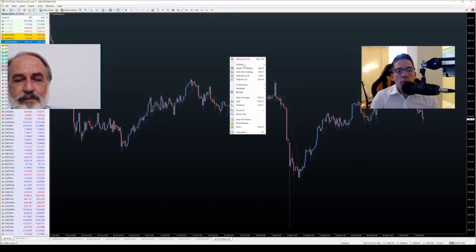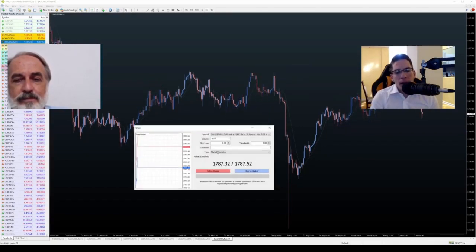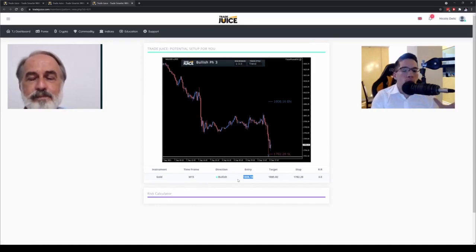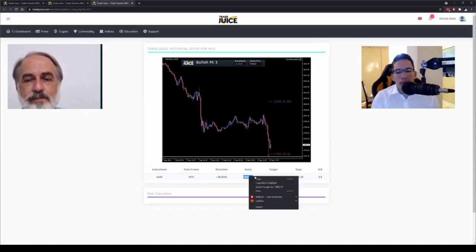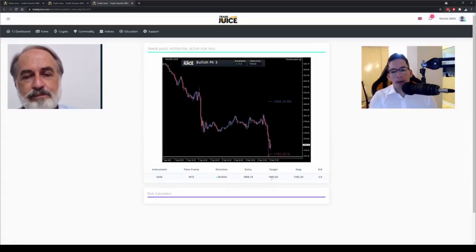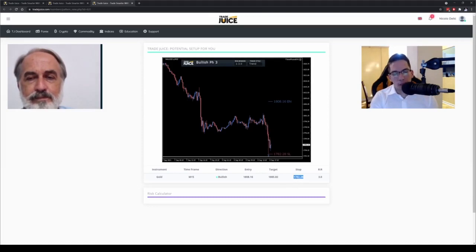You find gold on your broker, go to trading, right click, new order, and type is pending order. Let's get back to this part: it's a bullish trade, so we want to buy. So it's a buy stop. We just need to copy the entry price. After that, we are going to copy the target price, copying it to take profit, and finally the stop loss.